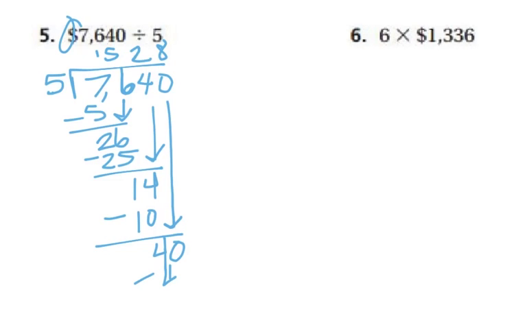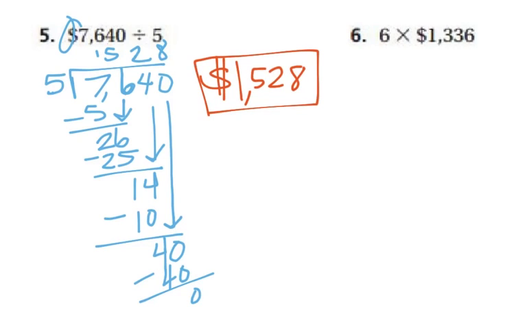Then, underneath, I write 40. After writing the actual multiple below, I subtract. 40 minus 40 is 0. Well, look at that. I have nothing left over, and there's nothing else to bring down, so I can stop. But wait, I got to make sure I put my dollar sign on my answer. My answer is $1,528.